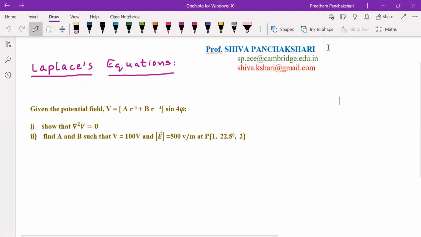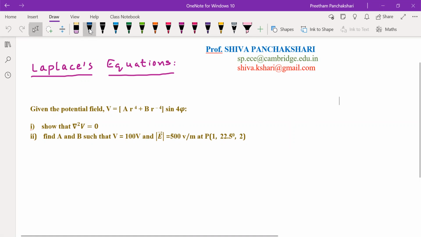In this video, I'm going to solve problem number 3 of Laplace equation. In this problem, a potential field V is given, and we have to prove that del square V equal to 0. Also, we have to find the constants A and B in the equation of V for the given values of V and E at a specified point. R and phi are the variables available in cylindrical coordinate system as well as spherical coordinate system.